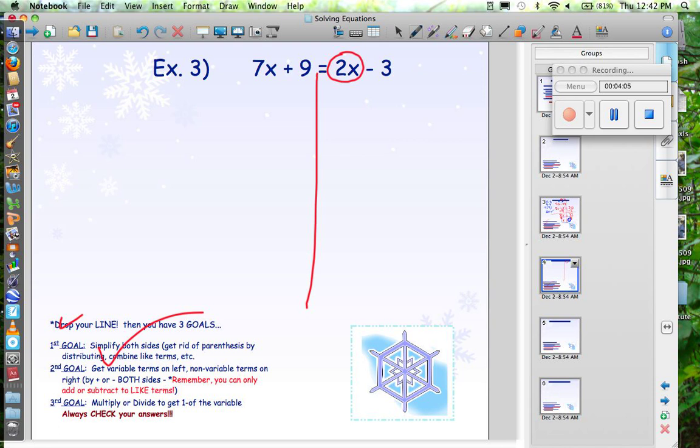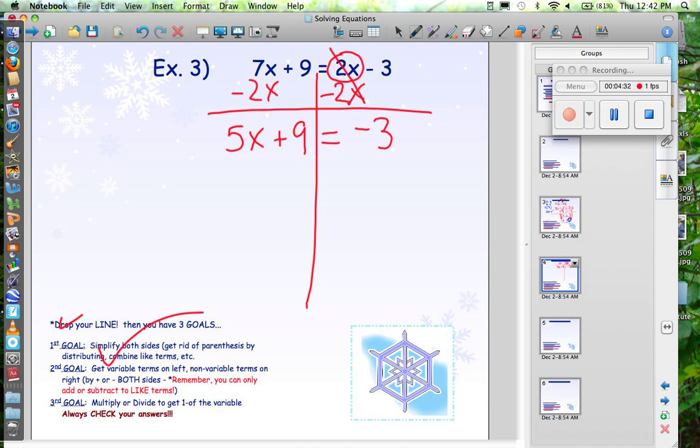So to cancel it out, it's a positive 2. I'm going to subtract 2x. And I'm going to subtract 2x on this side. Again, you can tell by dropping my line that I did it once on each side. So 7x minus 2x is 5x's. I still have plus 9, and I need to make sure I bring down this minus sign as a negative 3. Okay, now this 9 is on the wrong side. It should be on the right side.